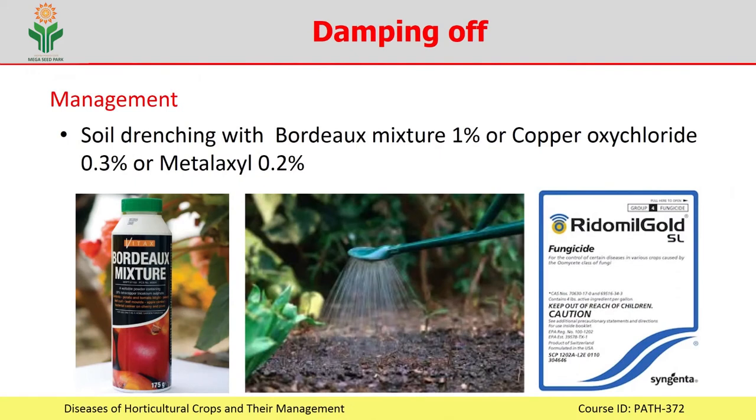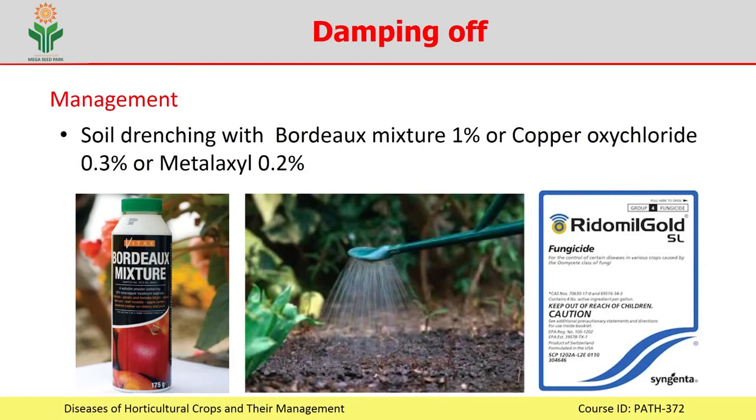Apart from seed treatment, chemical fungicides can also be used for drenching the nursery beds. Chemical fungicides like Bordeaux mixture, copper oxychloride or Metalaxyl can be used. Bordeaux mixture, which is a proprietary copper fungicide, needs to be used at 10 ml per liter of water. Copper oxychloride can be used at 3 grams per liter of water. Or the systemic fungicide belonging to the acylalanine group, known as Metalaxyl, can be used at 2 grams per liter of water.